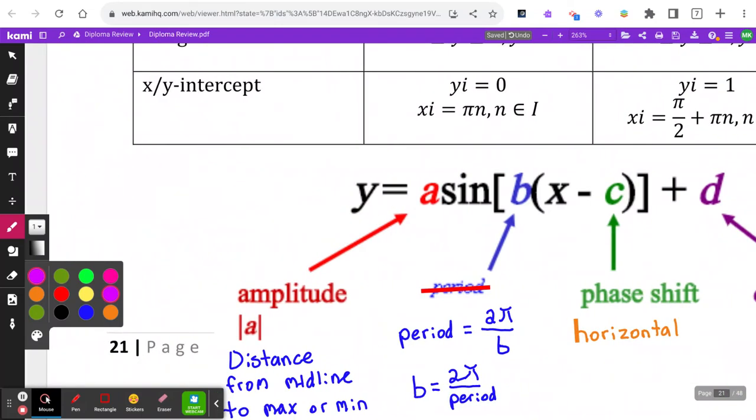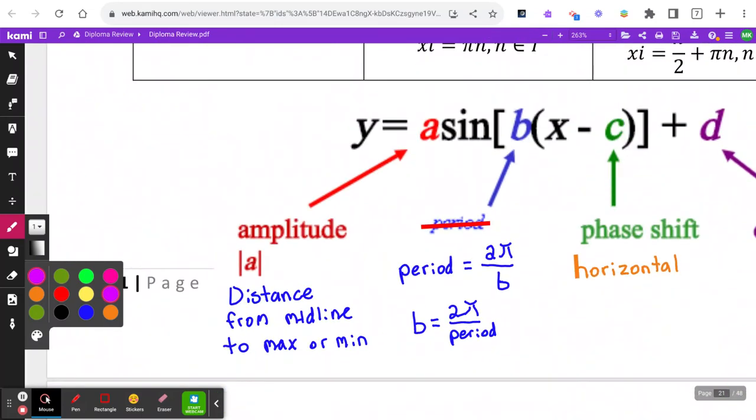Your amplitude is a very similar formula, but it's minus. So you go your max, subtract your min, divided by 2. If for whatever reason you need to depend on that.